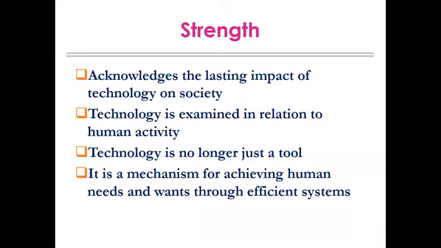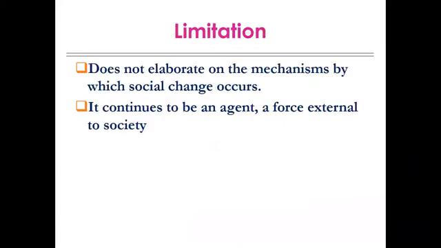So finally, you would see technology being associated with human activity. Technology is no longer just a tool. It is a mechanism for achieving human needs through efficient systems. So eventually, it appears the definition of technology is now being drawn with society in mind, with human activity in mind. The limitation here is that it does not elaborate on the mechanisms by which social change occurs. It continues to be an agent, a force external to society, even though they see it as something that has a relationship to human activity. It's still external to society.